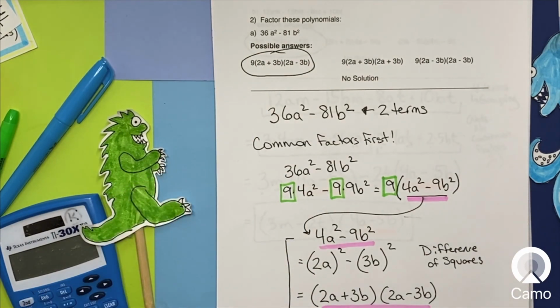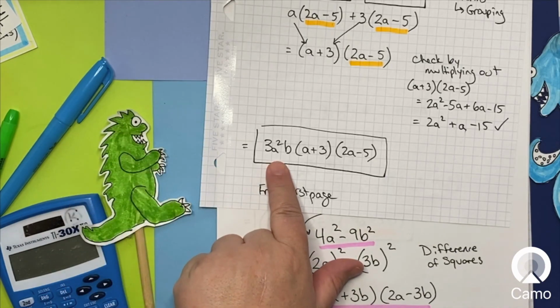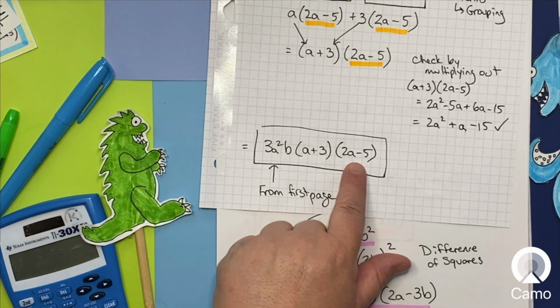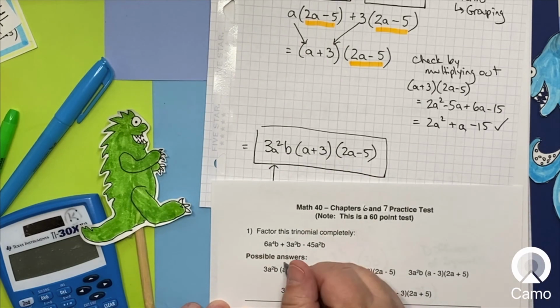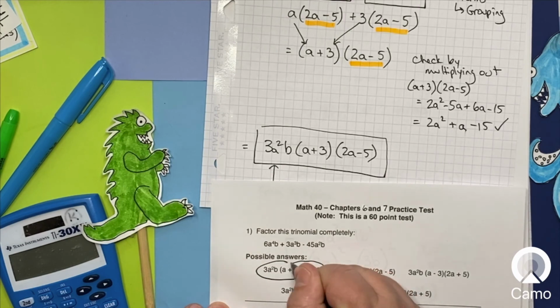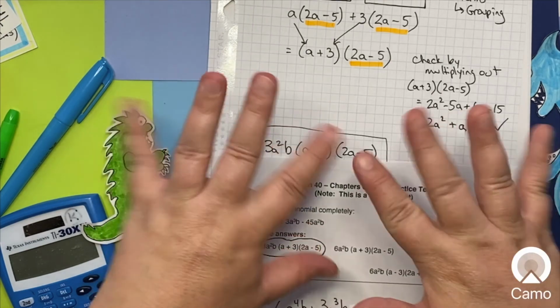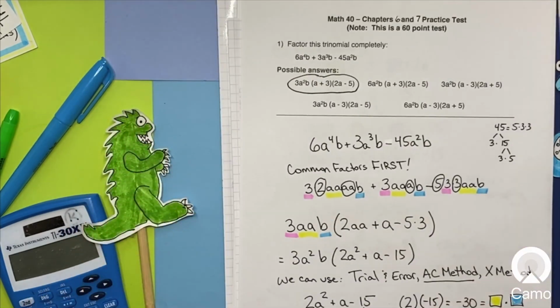And then let's see, number 1. Number 1, which we finished, it took us 2 pages. I've got 3a squared b, a plus 3, 2a minus 5. And it looks like that's the first one too. Yay! So I win the award for not remembering to mix my answers very well. But you can see all the answers are there. Yay! This video is now, oh my goodness, 42 minutes long.